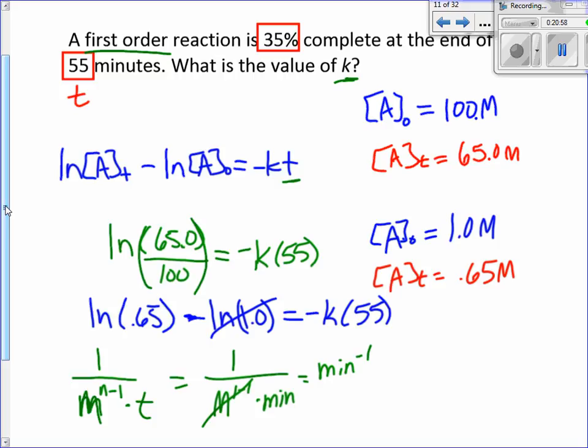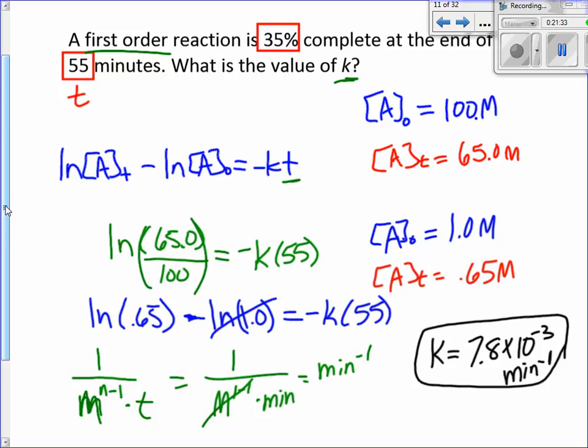So what does k end up being? Do we solve for k? It shouldn't be negative, right? Because the natural log should have changed that out. There shouldn't be a negative. What should it be? Yes, times 10 to the negative 3, and then once again, it's going to be minutes to the negative 1. It's probably easier to write it that way. Okay, so now that you know k, it's a good thing.